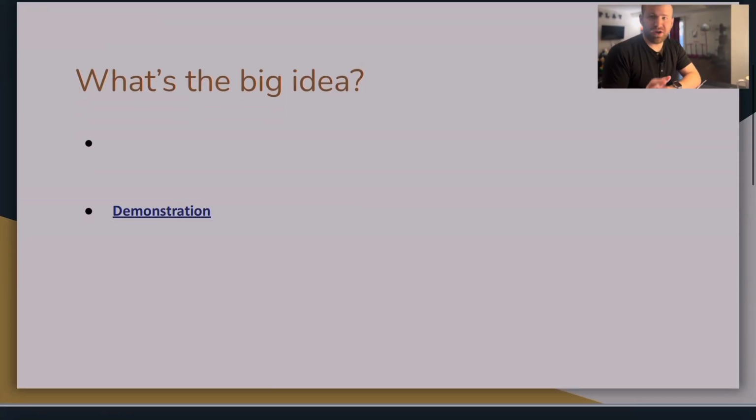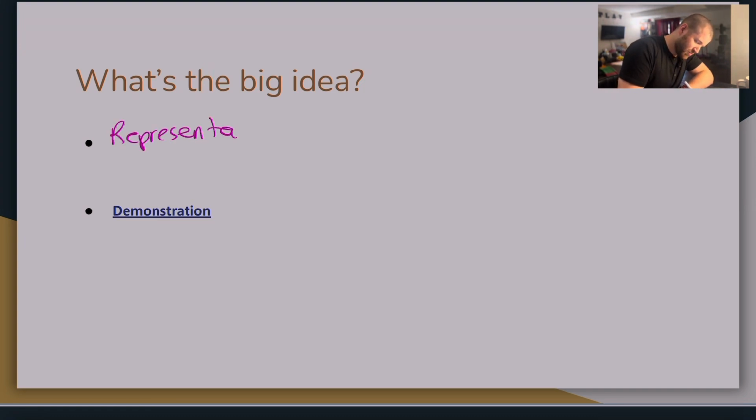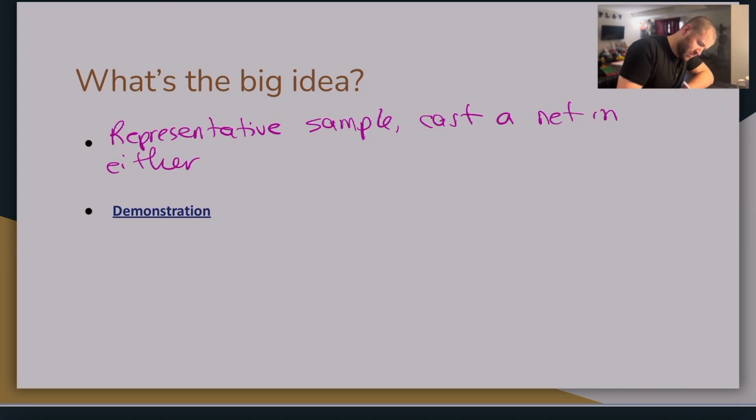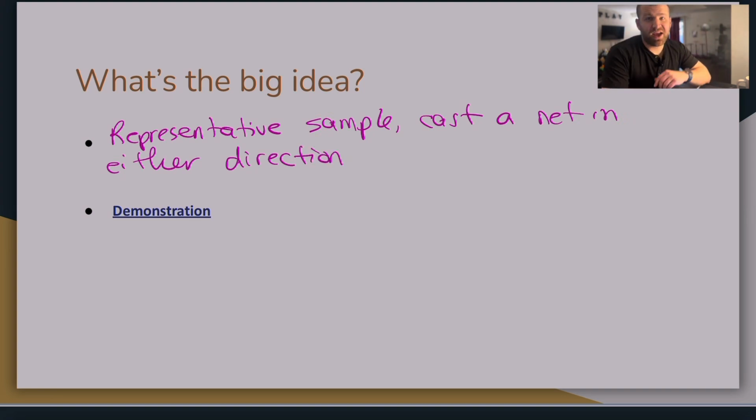The big idea, again, with confidence intervals is that we're going to take a representative sample and then we're going to cast a net in either direction. Now, when we cast that net, the hope is that we capture the population parameter.